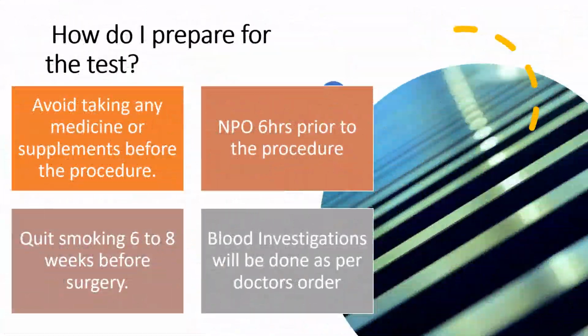So how do we prepare the patient for the test? Avoid taking any medications, that is antihypertensive or any antiarrhythmic drugs, and we will keep the patient NPO 5 to 6 hours, and we should ask the patient to stop smoking at least 6 to 8 weeks, and all the required investigations should be done before the procedure and the report should be collected.